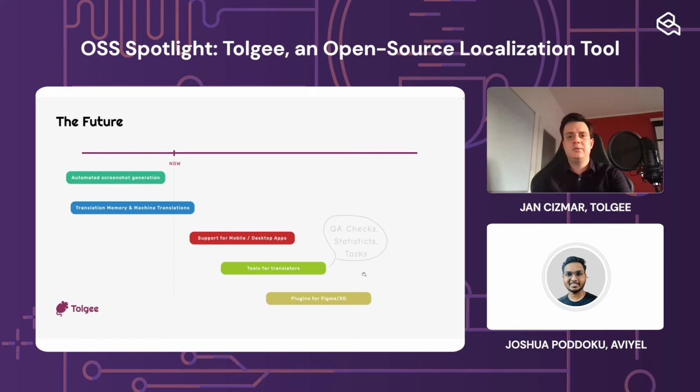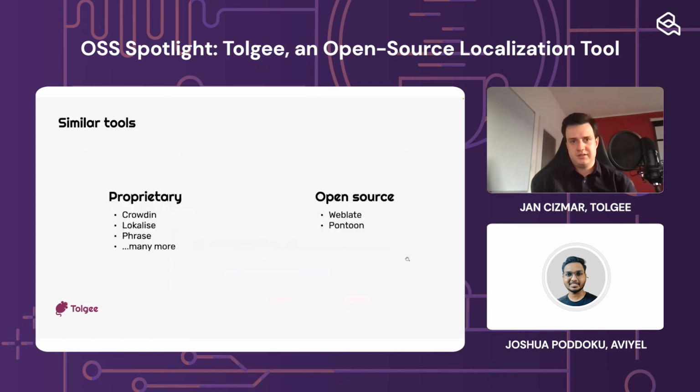And also, we would like to create some plugins for Figma or XD, where designers would be able to add the localization strings directly in the software for designing, like XD or Figma. So basically, then the developers are not going to be even involved in the whole localization process, because everything localization related would be done by somebody else if they want to do it like that. So yeah, that's the future.